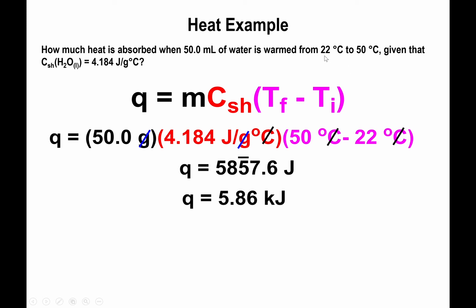In future problems, you'll be given temperature values for which you'll actually have significant figures like 22.0 or 22.00, so do pay attention to those. Alright, so one last thing to mention before I move on to the next example. Notice that the temperature of the water increased from 22 to 50 degrees Celsius and the amount of heat is positive 5.86 kilojoules of energy.